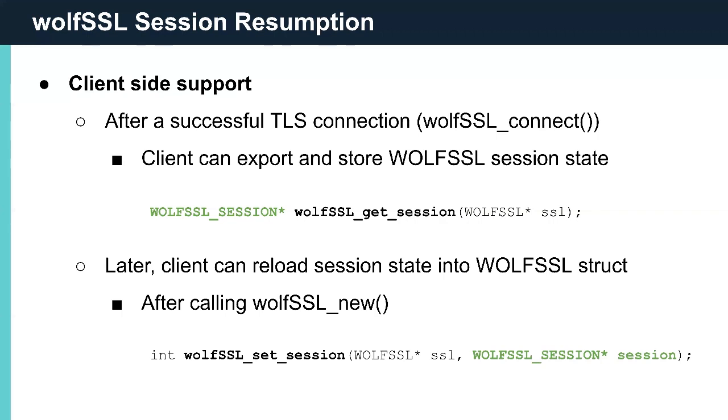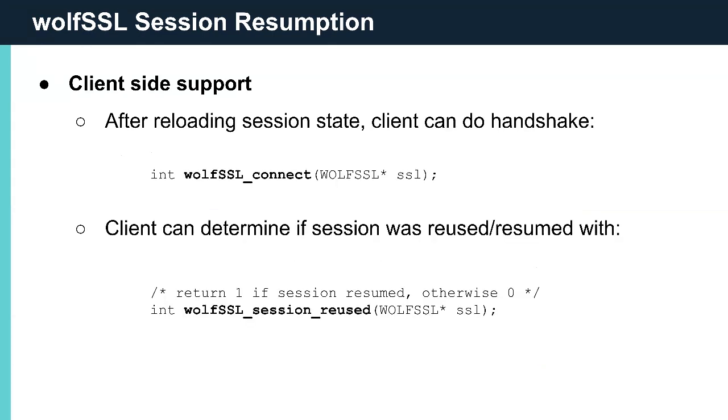After you're ready to do a resumption later in your application, after you call wolfSSL new and make a new wolfSSL session, you essentially store that saved session state back into the wolfSSL structure by calling wolfSSL set session. Then after you've reloaded that session state, you can complete the handshake like normal by calling wolfSSL connect. After the handshake is finished, if you want to know if the session was resumed or not, you can call wolfSSL session reused, and that'll return 1 if the session was resumed. Otherwise, it'll return 0.